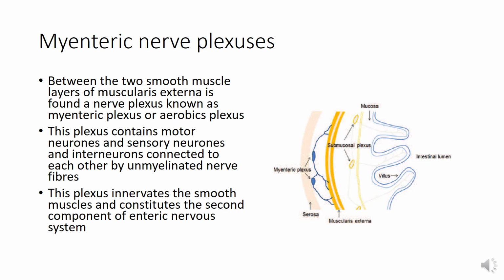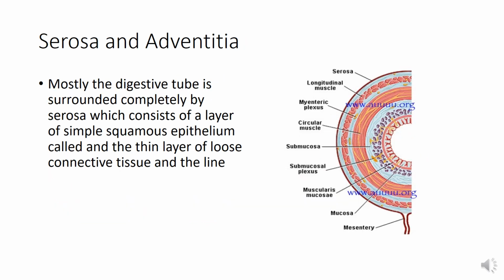Okay, so important nerve plexus, myenteric nerve plexus, which is also a component of enteric nervous system, is present between the 2 layers of the muscularis externa. They contain motor neurons, sensory neurons, and interneurons connected to each other by unmyelinated fibers, and they innervate the smooth muscle of the muscularis externa, and they are responsible for the production of the peristaltic wave.